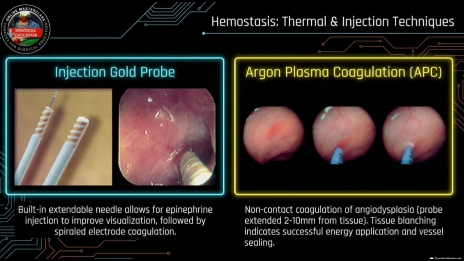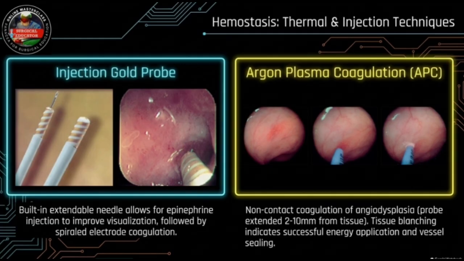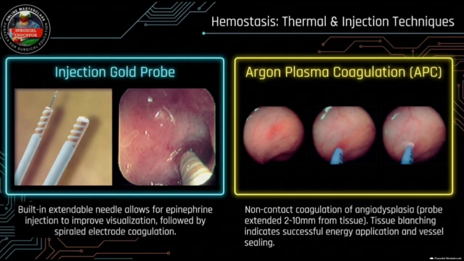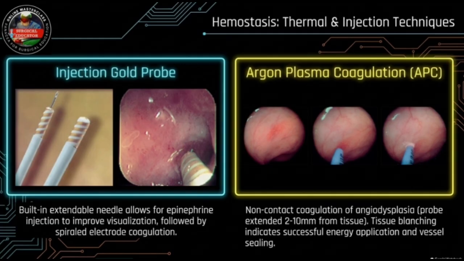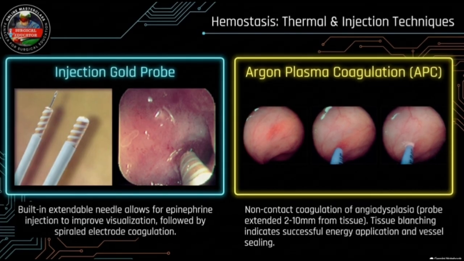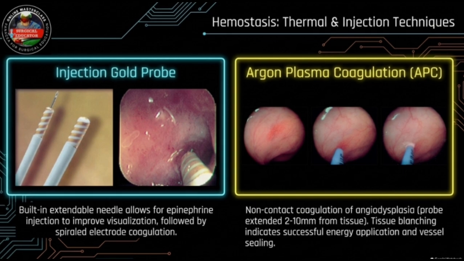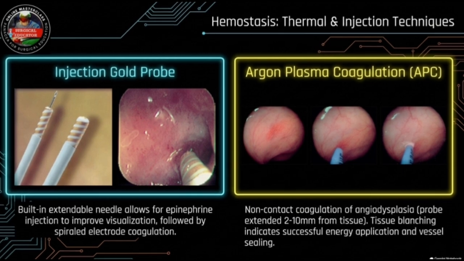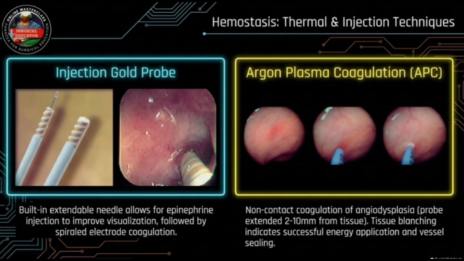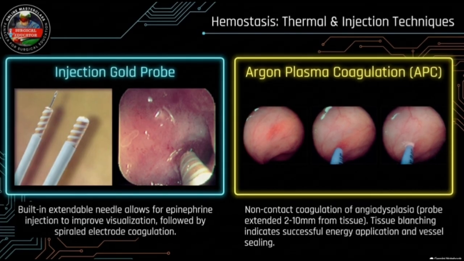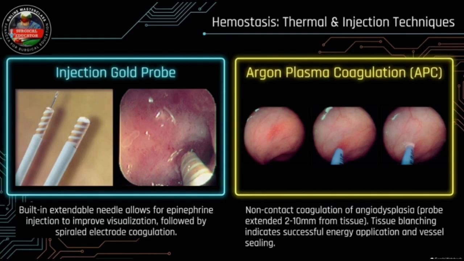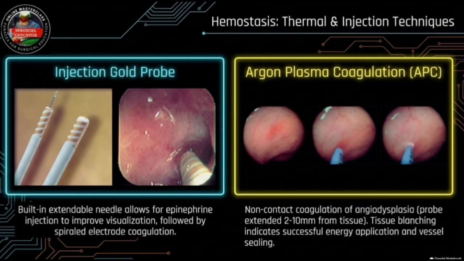The second tool on this slide relies on a completely different physics principle. Argon plasma coagulation, or APC. The slide describes it as non-contact coagulation, used for things like angiodysplasia, which are abnormal enlarged blood vessels in the GI tract. Exactly. And the probe is held millimeters away from the tissue. APC is remarkable. The catheter releases argon gas, and a high-voltage spark ionizes that gas, turning it into a plasma arc. It conducts electrical current directly to the tissue without the probe ever actually touching the mucosa.